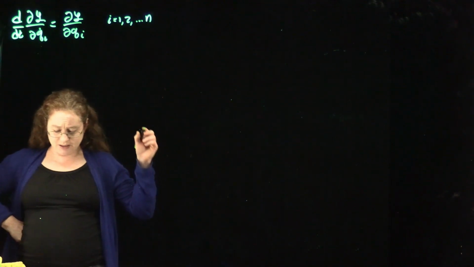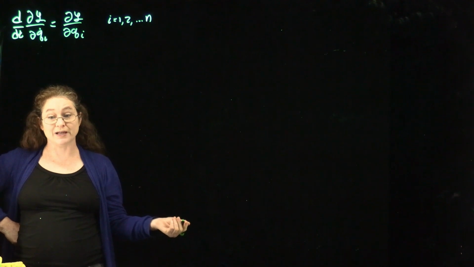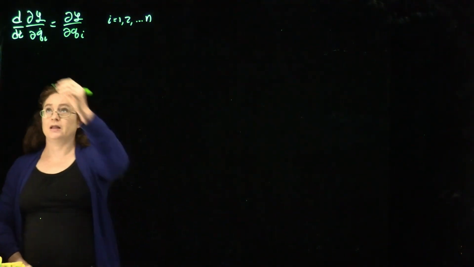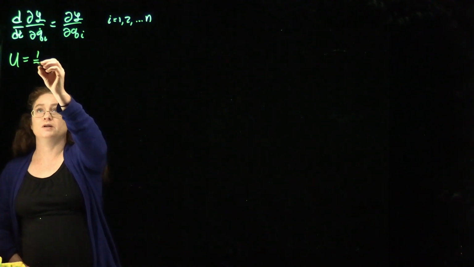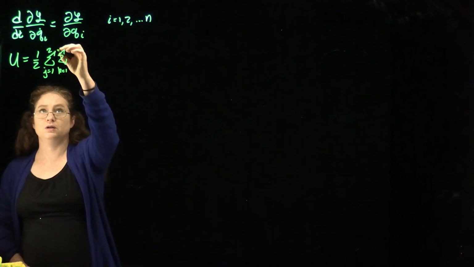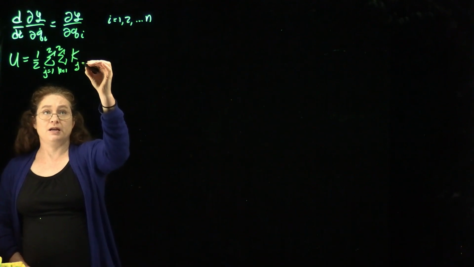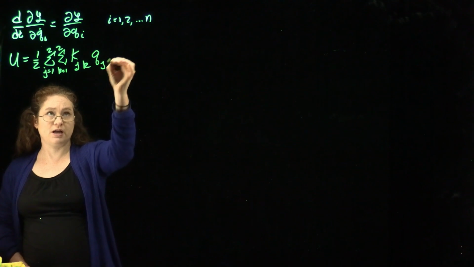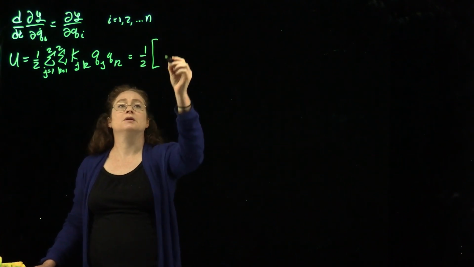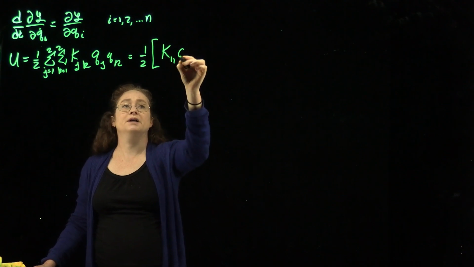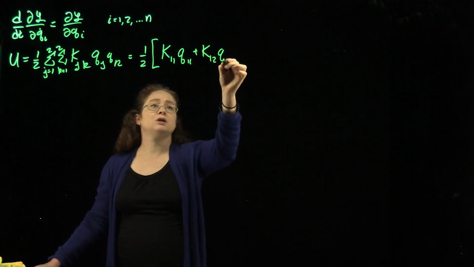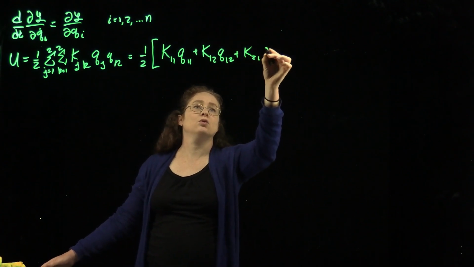So then we will look at the case in particular of 2 dimensions. So we have qi, where i runs from 1 to 2. And then in that case, our potential, which was 1/2 sum over j equals 1 to 2, sum over k equals 1 to 2, k_jk q_j q_k. This is 1/2 k11 q1 q1 plus k12 q1 q2 plus k21.